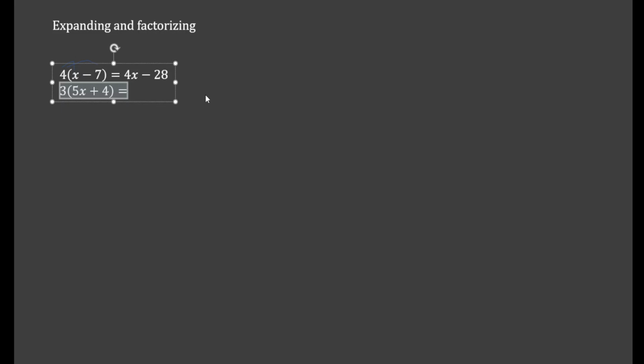Okay, so 3 by 5x would be 15x, and 3 by 4 would be 12. But you're supposed to put the same sign you see in the brackets, right? Correct. Lovely. Let's try another one.